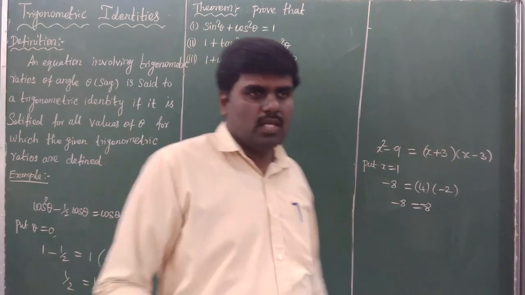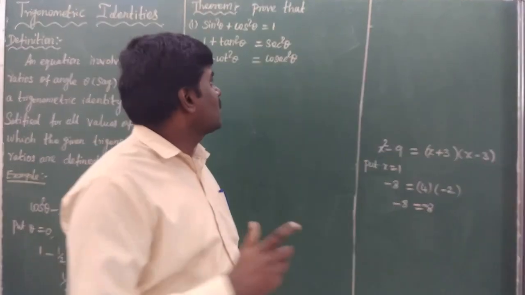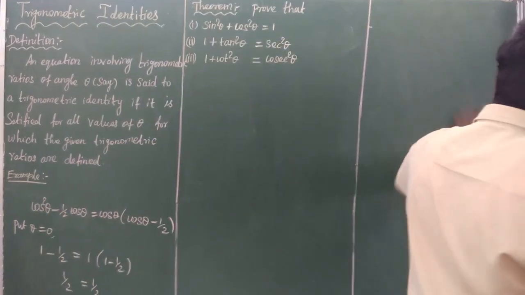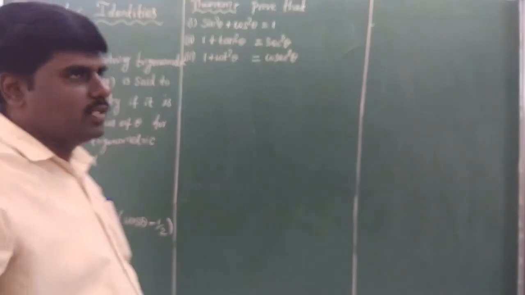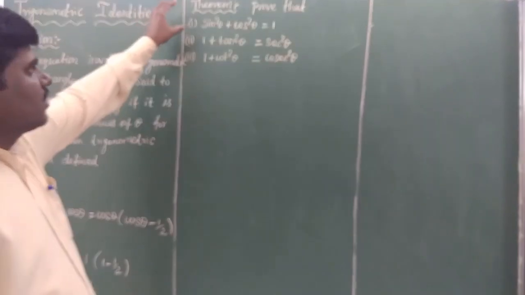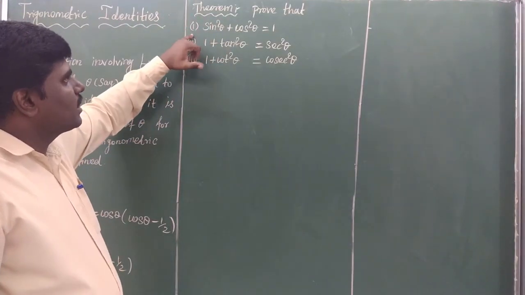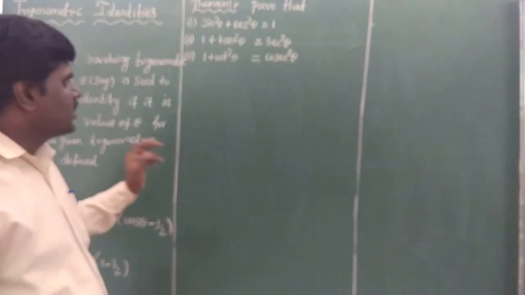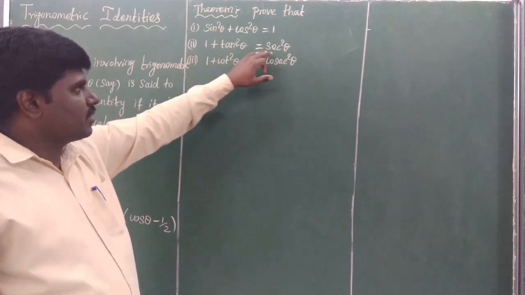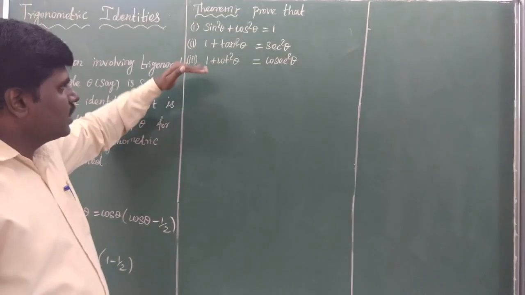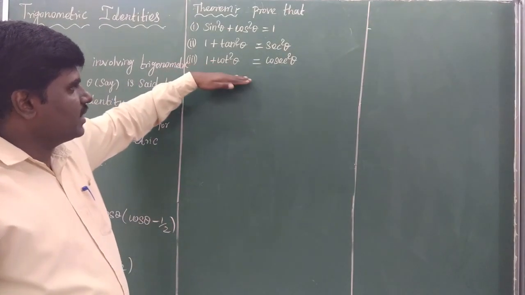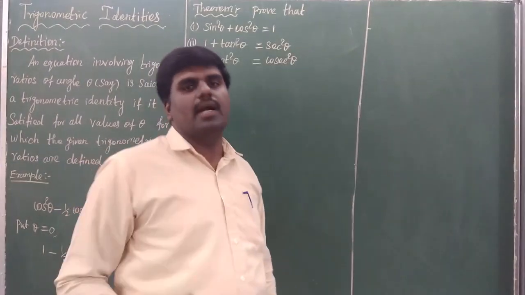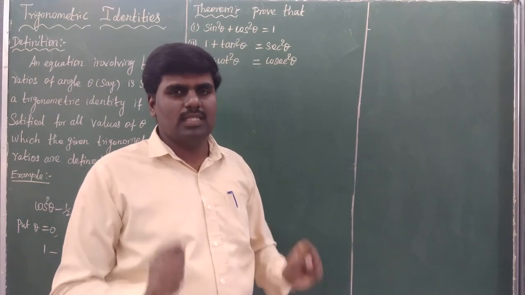Now, we will discuss the three important trigonometry identities. These formulas are very useful throughout your life. First, sin square theta plus cos square theta is equal to 1. Second one, 1 plus tan square theta is equal to secant square theta. Third one, 1 plus cot square theta is equal to cosecant square theta. These are three important trigonometry identities. So you should know these identities thoroughly.